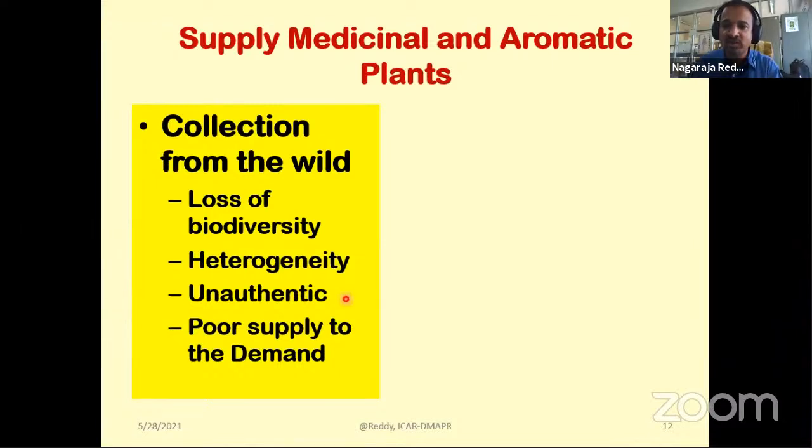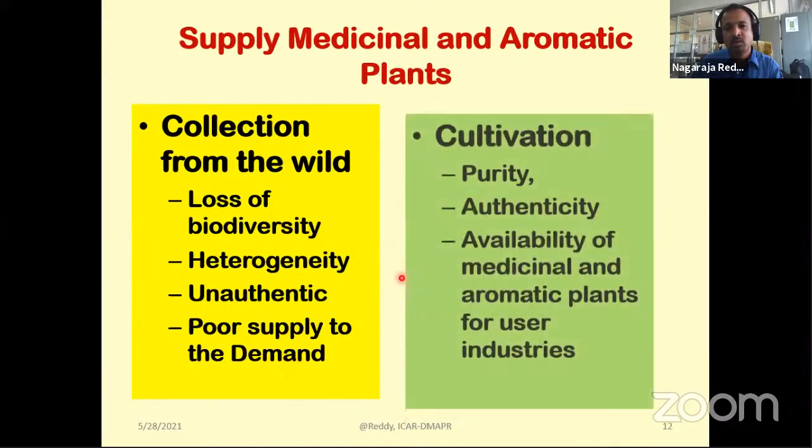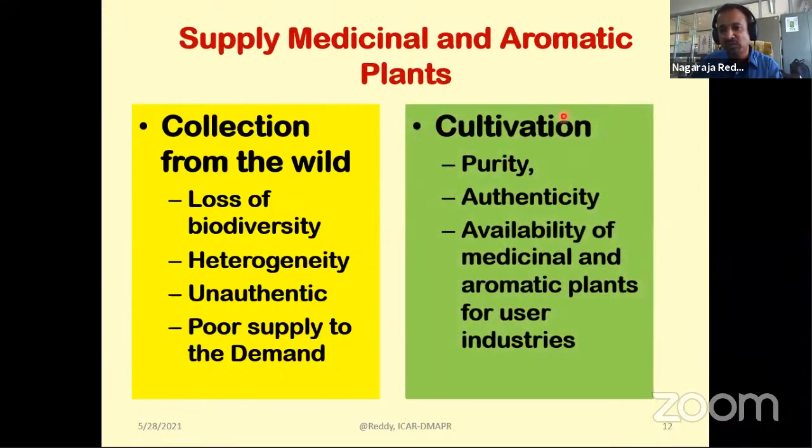Collectors are not educated about the authentic plant species. There are different subspecies mimicking each other, so it is very difficult to harvest correctly, and adulterated, unauthentic material will cause serious complications when preparing drugs. Also, it is not possible to meet the demand. So we recommend going for cultivation using good agricultural practices, which will ensure the purity of the herb, the authenticity of the raw drug used for preparing the drug, and the availability of the medicinal plant to end users throughout the year, which is not possible with collection from the wild. These are the major advantages of cultivation.